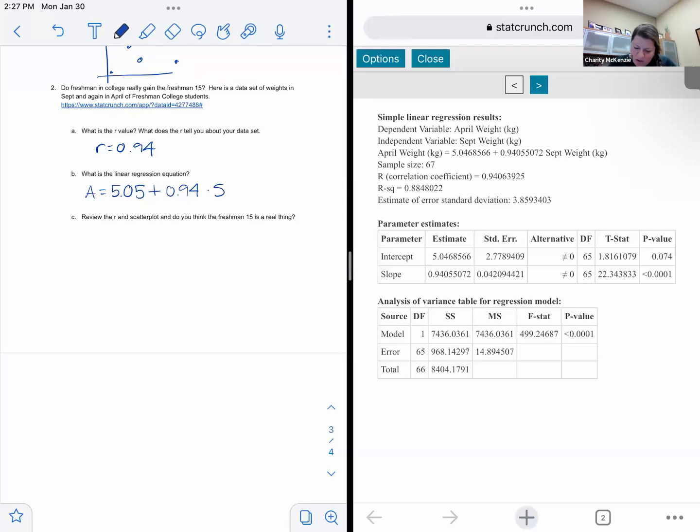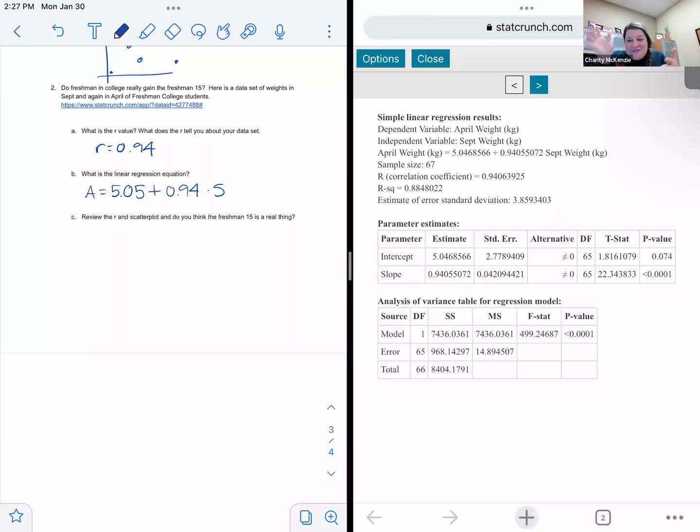Okay, so review your R and your scatter plot. Looking at them both, do you really think people gaining weight is happening? I do from that data. It definitely looked like a super strong relationship. And this is in kilograms, but still, if I started out at 70 in September, I'd go 0.94 times 70 plus 5.05, and I would be at 70.85. So I'm definitely gaining weight.